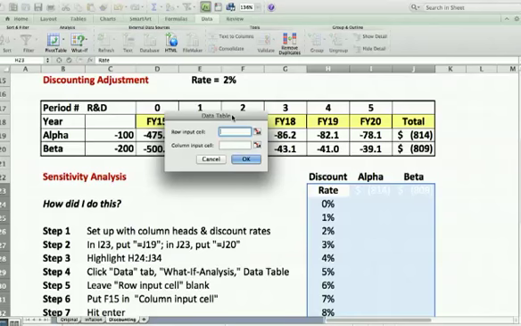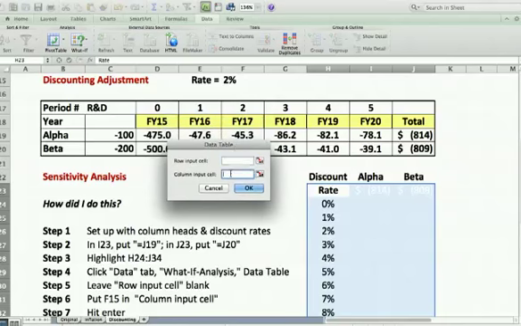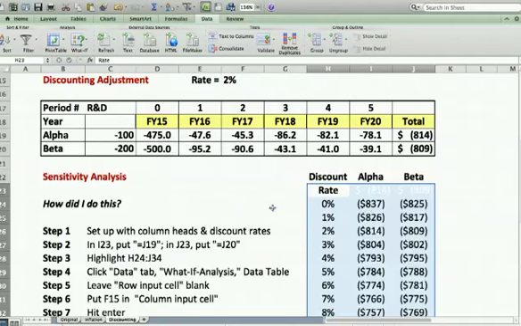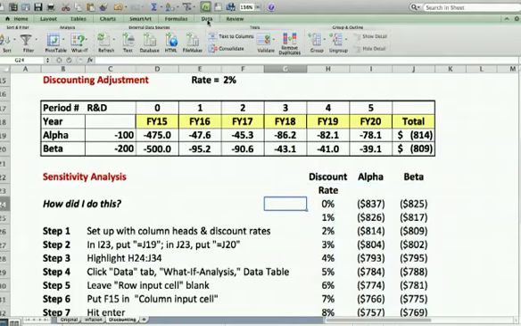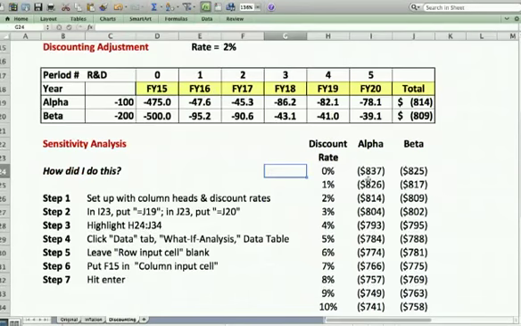We're just varying one, so we can leave the row input cell blank. In my business modeling course, we explore all the possibilities here. But for the column input cell, put in F15, which is the discount rate. That's what we're going to vary. Click OK, and it will fill in the NPV for alpha and beta for all different interest rates.